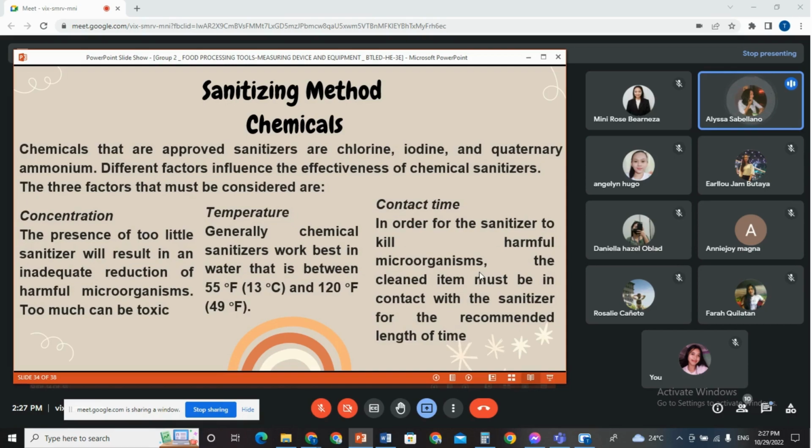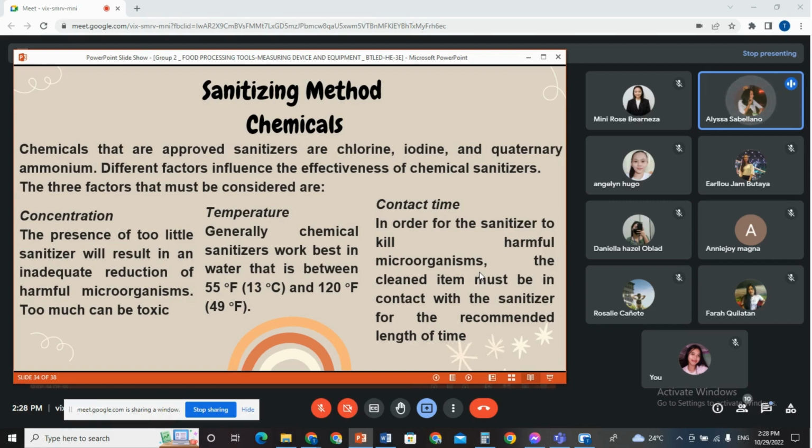Sanitizing method: chemicals. Chemicals that are approved sanitizers are chlorine, iodine, and quaternary ammonium. Different factors influence the effectiveness of chemical sanitizers. The three factors that must be considered are, first, concentration. The presence of too little sanitizer will result in an inadequate reduction of harmful microorganisms. Too much can be toxic, so just the right amount.